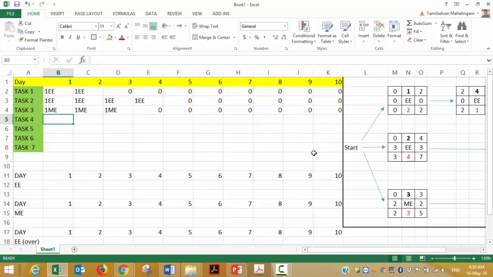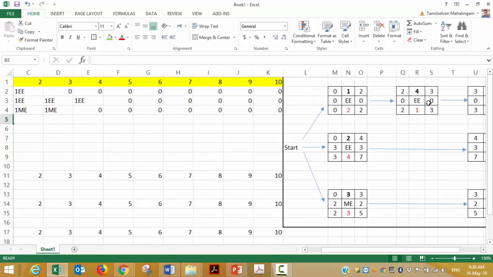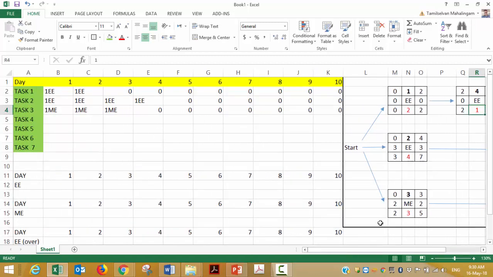Okay, in task 4, let me go here. This is my task 4. I need an electrical engineer for 1 day. And when I'm doing task 4 after task 1, task 1 takes 2 days to finish. So task 4 is a 1 day activity, and it can start after task 1 is finished. This is finishing on the second one, so this will be on the third one.